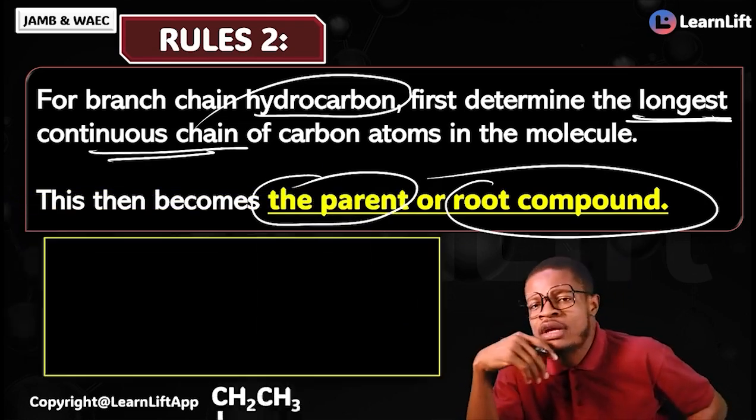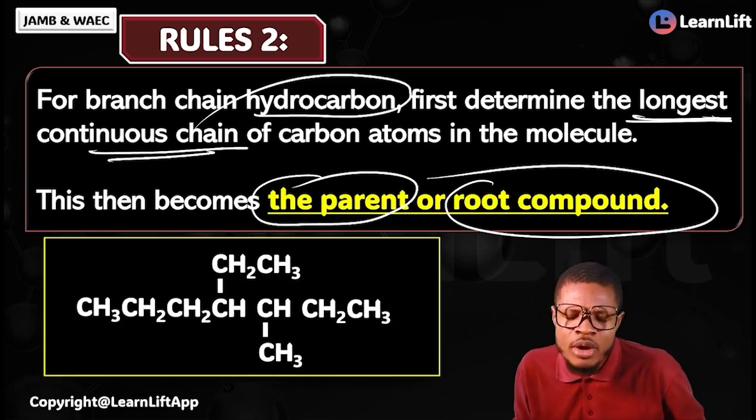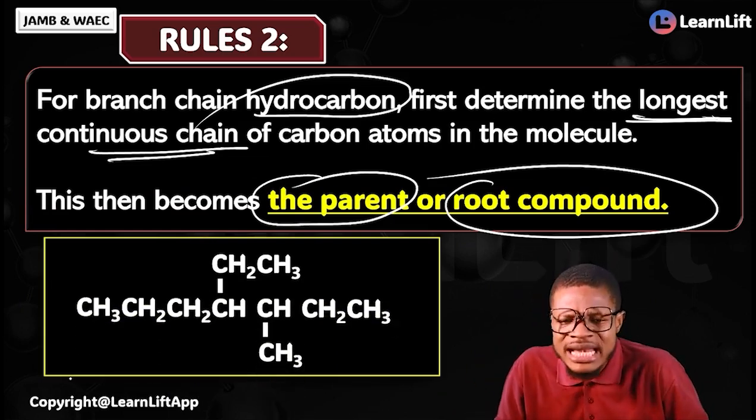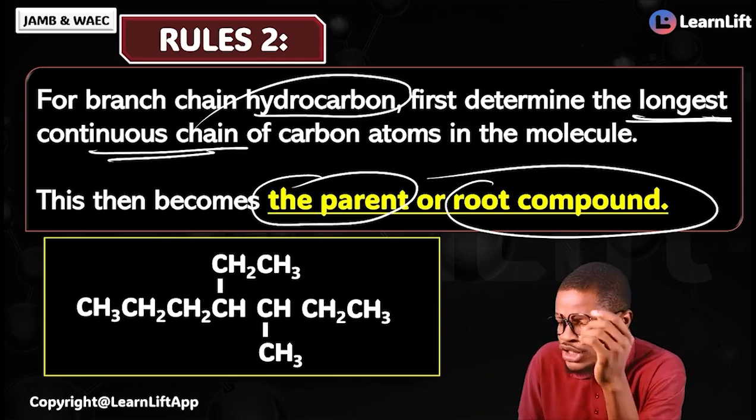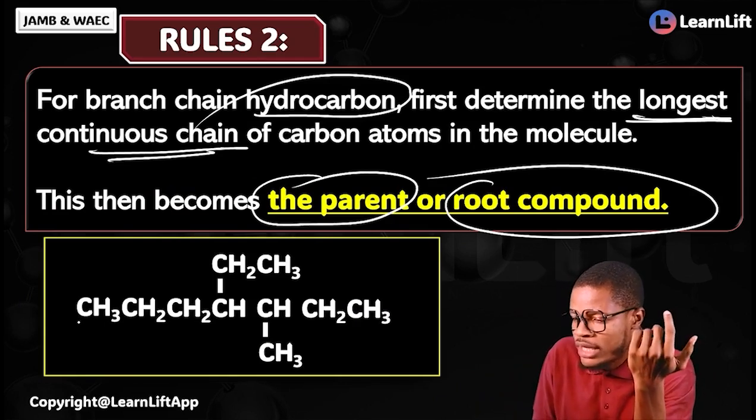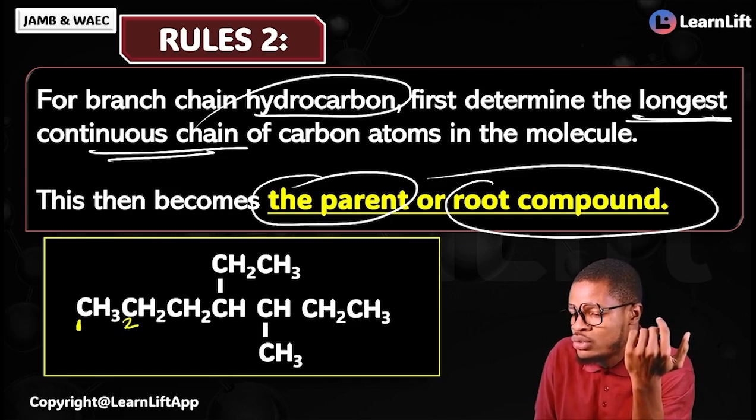Okay, let's say we have something of this nature. How do we go about this? Very simple, easy and direct. What you do is this. We go for the longest possible continuous chain. Count with me. You may choose to say, okay, here is carbon 1, here is carbon 2, here is carbon 3, here is carbon 4, here is carbon 5, here is carbon 6.